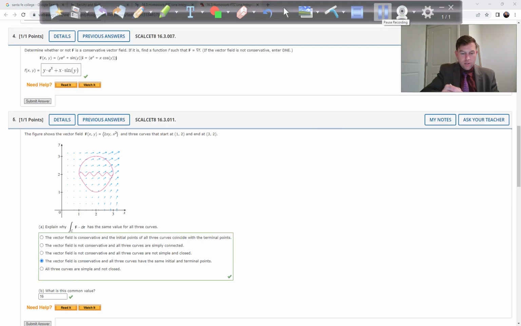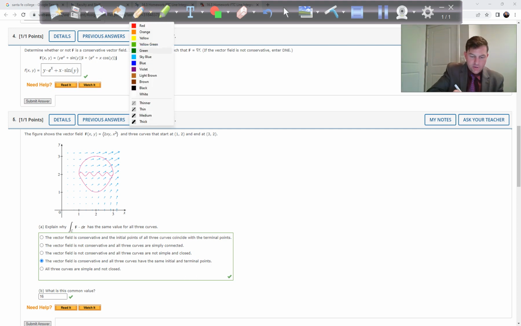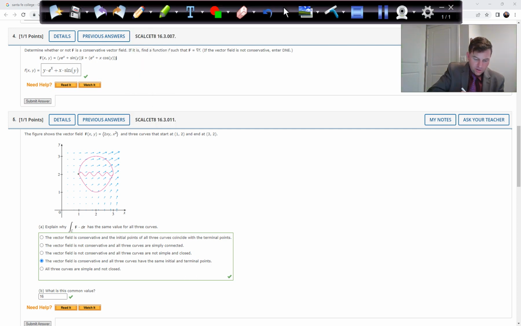Okay, very similarly, problem 5 is going to have a picture. We've got a vector field and we have two different curves, actually three different curves, and they all have the same starting point and they all have the same ending point. And we're going to see what that means. So they all start at this point, which is (1, 2), and they all terminate at this point, which is (3, 2).